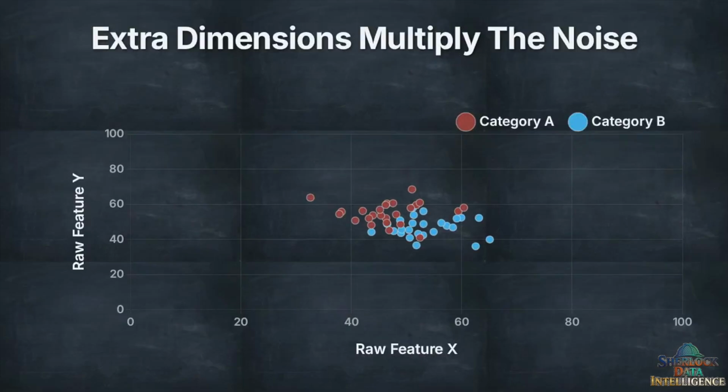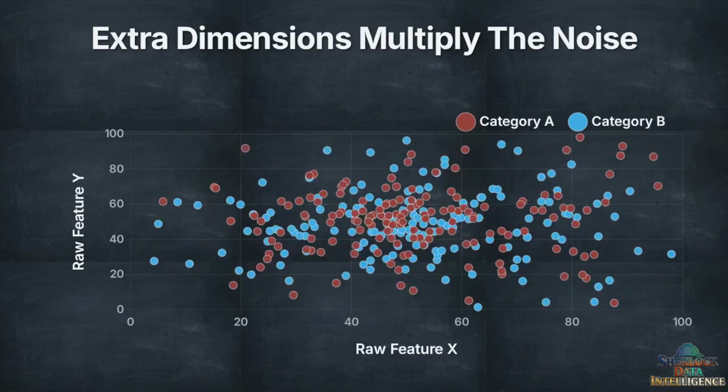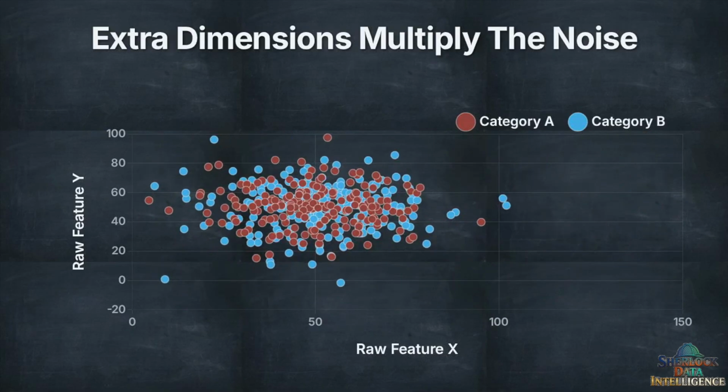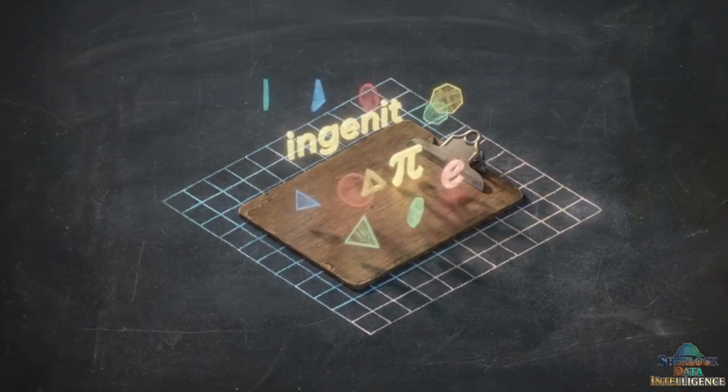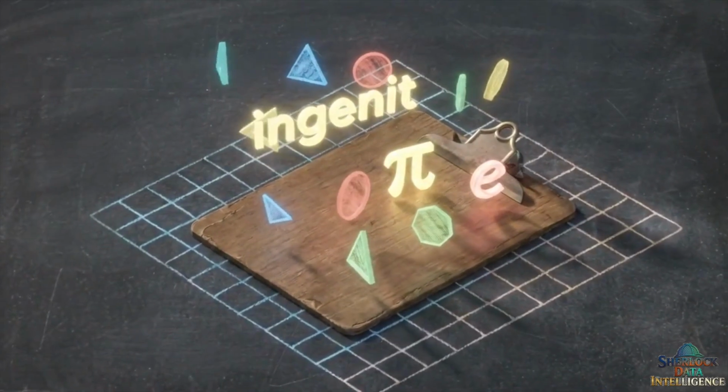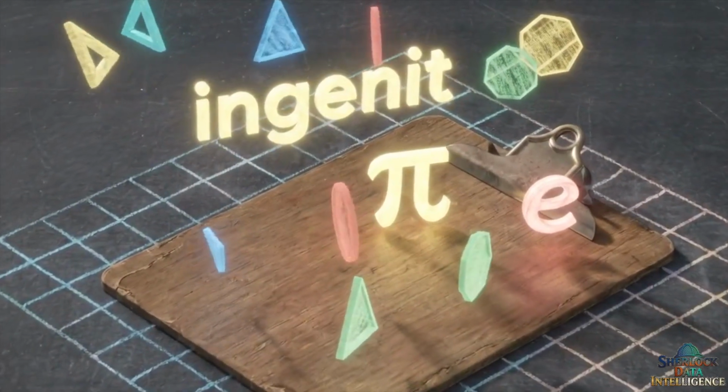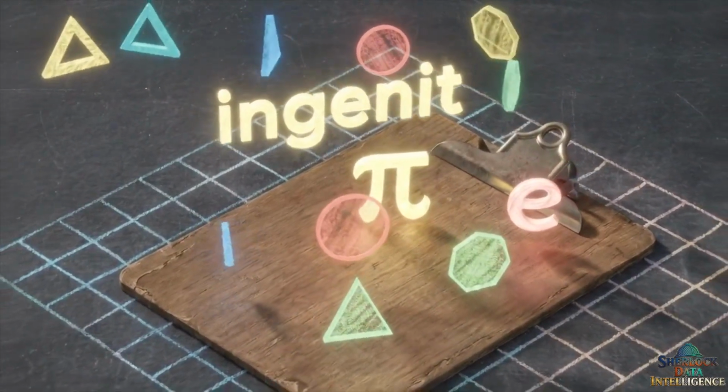Dumping unengineered measurements into an algorithm rarely untangles the overlap. Most of the time, it just creates a higher dimensional mess of noise. This is where we turn to feature engineering. Instead of physically collecting new data, we mathematically transform the data we already have.